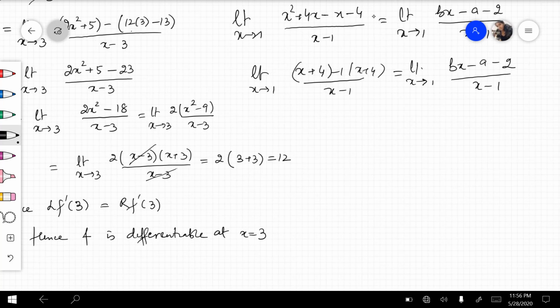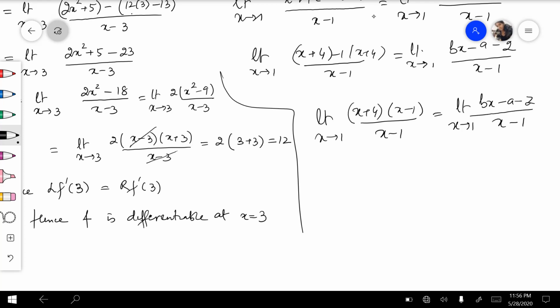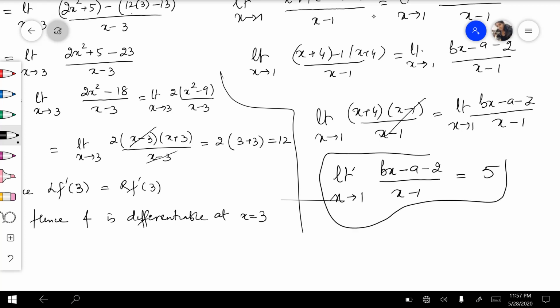Then this becomes limit x approaches to 1 of (x plus 4) into (x minus 1) upon (x minus 1) is equal to limit x goes to 1 of (bx minus a minus 2) upon (x minus 1). So x minus 1 and x minus 1 cancelled out. X को 1 put किया तो this will give you limit x goes to 1 of (bx minus a minus 2) upon (x minus 1) is equal to 5. अब आगे कैसे चले?